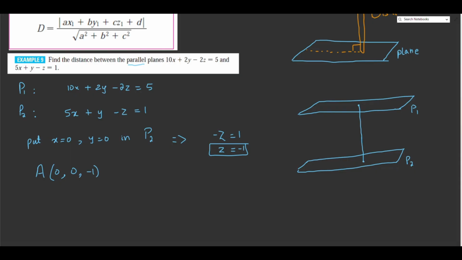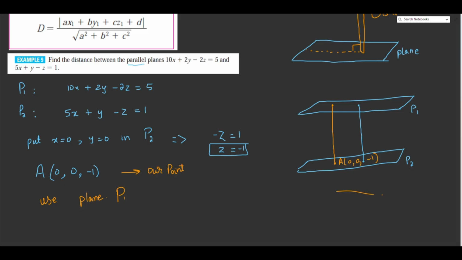This is a point in the plane P2. Let's say here we have this point A. Its coordinates are 0, 0, minus 1. And now we want to find the distance of this point A from the plane P1. So this is our point which is on the plane P2, and we can use the plane P1 to find the distance of this point A from the plane P1 by using the above formula.